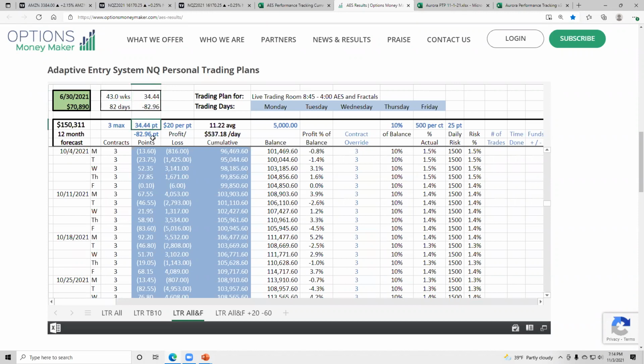Then we plug those values into these forecast fields, and these are the values that we are assuming going forward, so that when you come in each day, if you're using this personal trading plan, you're looking at this value and go, okay, my goal today is to hit 34.44 points. Or you might have a value that's less than that. You might be using 20 points or 25 points, whatever it might be. You don't have to use the run rate value.